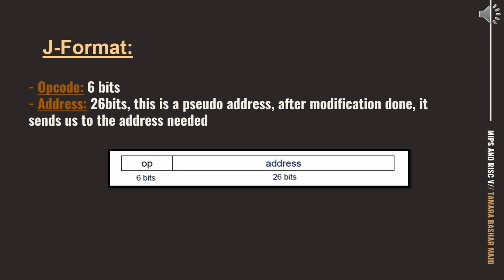But how come the address here is only 26 bits when it should be a 32-bit address? This is because it is a pseudo address. After we modify the 26-bit address, it sends us to the correct address needed.